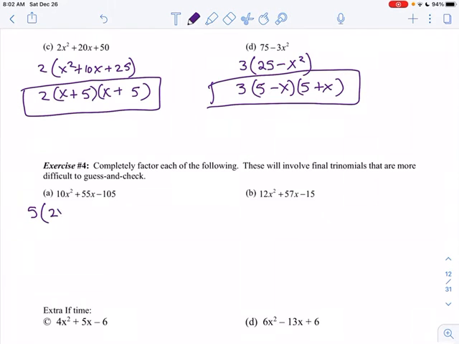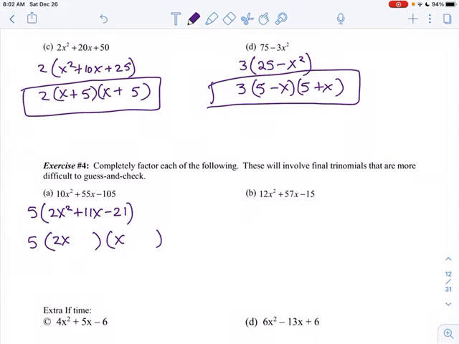When I factor out a 5, I'm left with 2x squared plus 55 divided by 5 is 11x, and 105 divided by 5 is negative 21. So again, the trinomial that's left is a little bit harder to factor. The 5's just hanging out in front, ignore it. 2x times x is 2x squared.